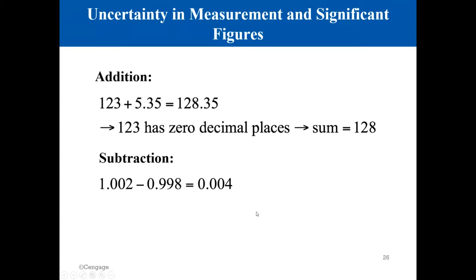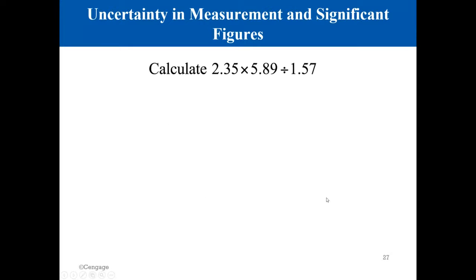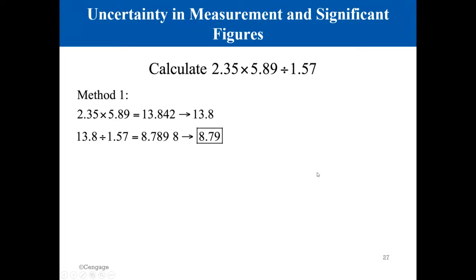Subtraction, the same game. So here we have 4 significant figures. Therefore, the answer also has 4 significant figures. Multiplication, when you multiply this by that, then divide by 1.57. So here we have 3 significant figures. Therefore, the answer has 3 significant figures. So we round the digits here. We drop the 4, we drop the 2. Okay, just 13.8. Then divide by 1.57.